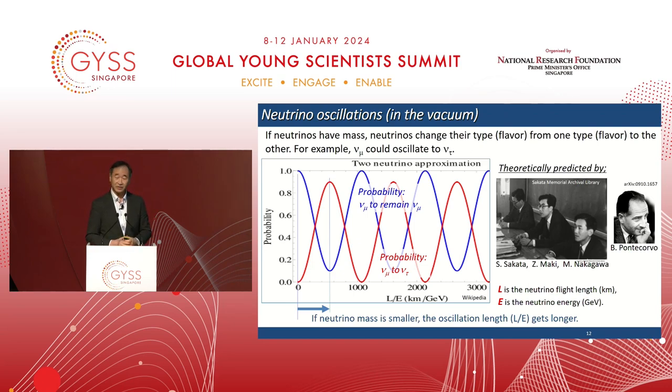In fact, already in the 1960s, theorists predicted that if neutrinos have mass, neutrinos change their type from one type to the other. For example, as shown here, if a muon neutrino is produced and begins to propagate to the right, then at some point, the probability for the muon neutrino to remain as a muon neutrino is very low. But if this particle still propagates, then at some point, the muon neutrino recovers to a muon neutrino. And when the muon neutrino is disappearing, another type of neutrino, in this case, tau neutrino, is appearing. So this is neutrino oscillations. And if this is happening, then one can naturally explain the data.